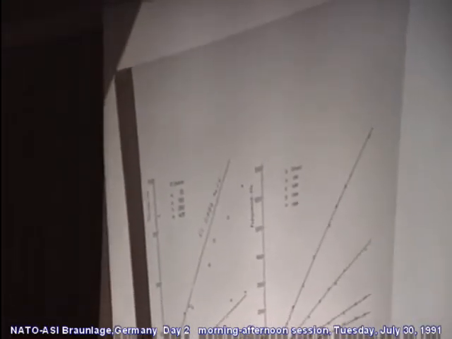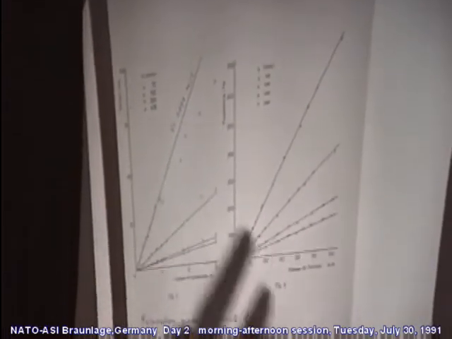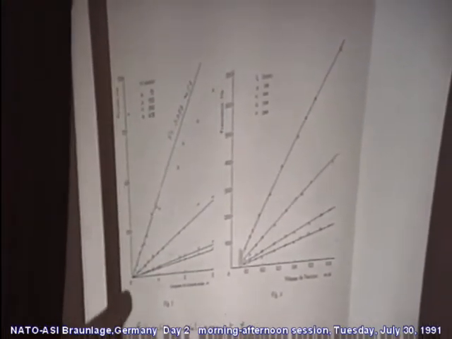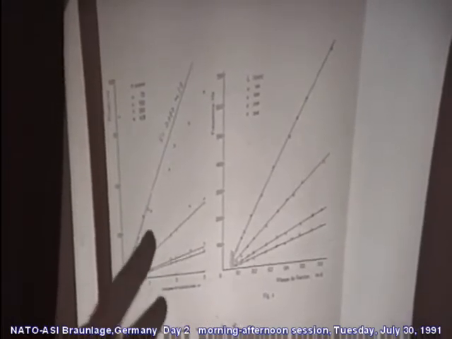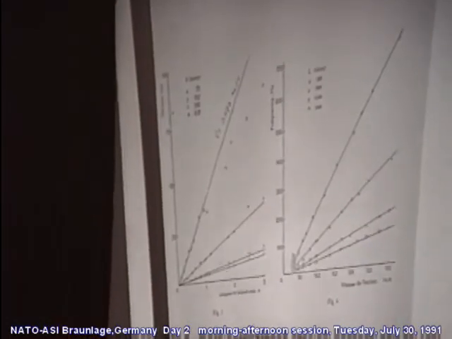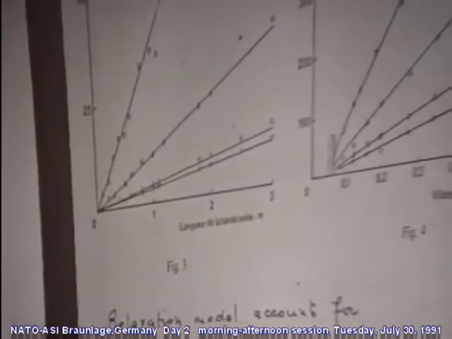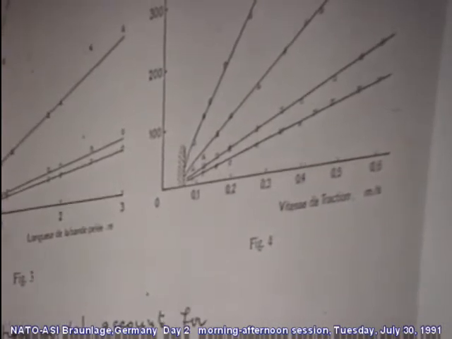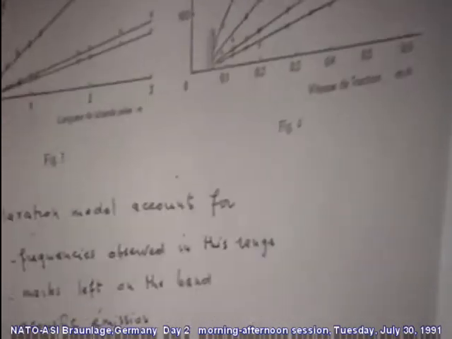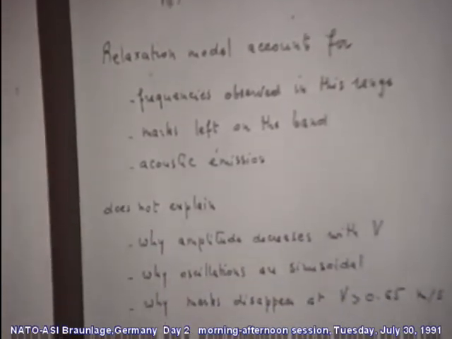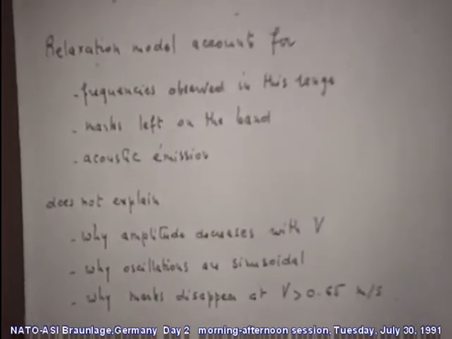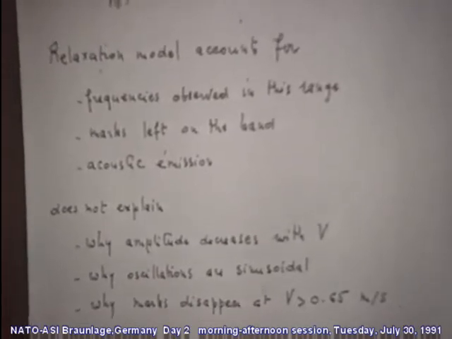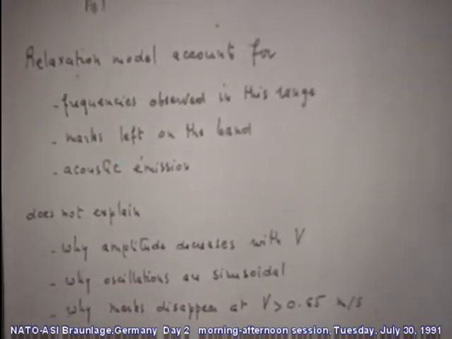On this curve, you have the period as a function of the length of the peeled band. You see that the period increases as the length of the peeled band increases. This very simple modeling, so I put four frequencies observed in this triangle. For the marks left on the band on each cycle from cohesive to adhesive separation, and for acoustic emission, you have heard, at each velocity jump.